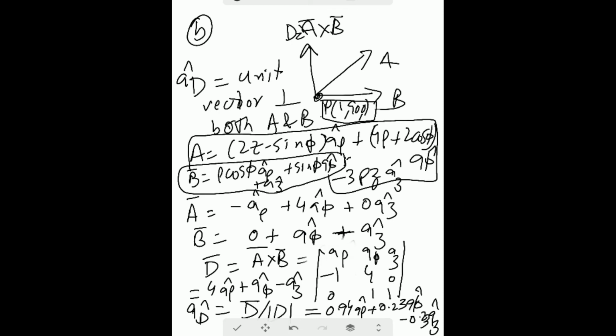Now to check whether the answer is correct or not, I just find the magnitude of this. If the magnitude, which is the square root of 0.94 squared plus 0.23 squared plus 0.23 squared, is 1, then it means that the answer is correct. So this has to be 1. The magnitude of the unit vector has to be 1, and this confirms our answer.